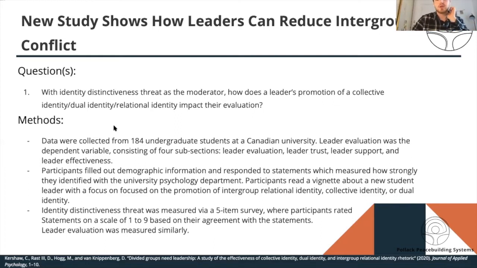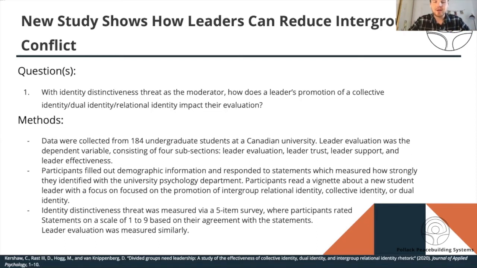And the way that this study was conducted was data were collected from 184 undergraduate students at a Canadian university. Leader evaluation was the dependent variable, and it was measured through leader evaluation in general, leader trust, leader support, and leader effectiveness. Participants filled out demographic information and then filled out statements which measured how strongly they identified with their university psychology department as their group identity, I guess. That was kind of what was taken.